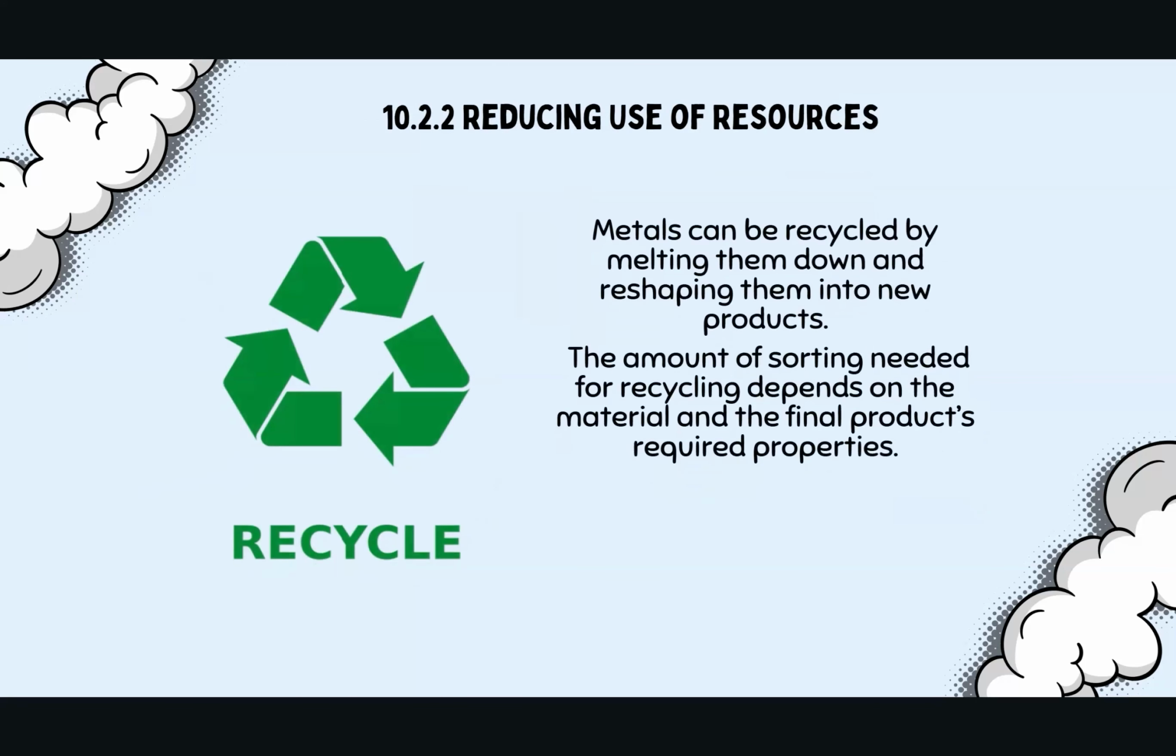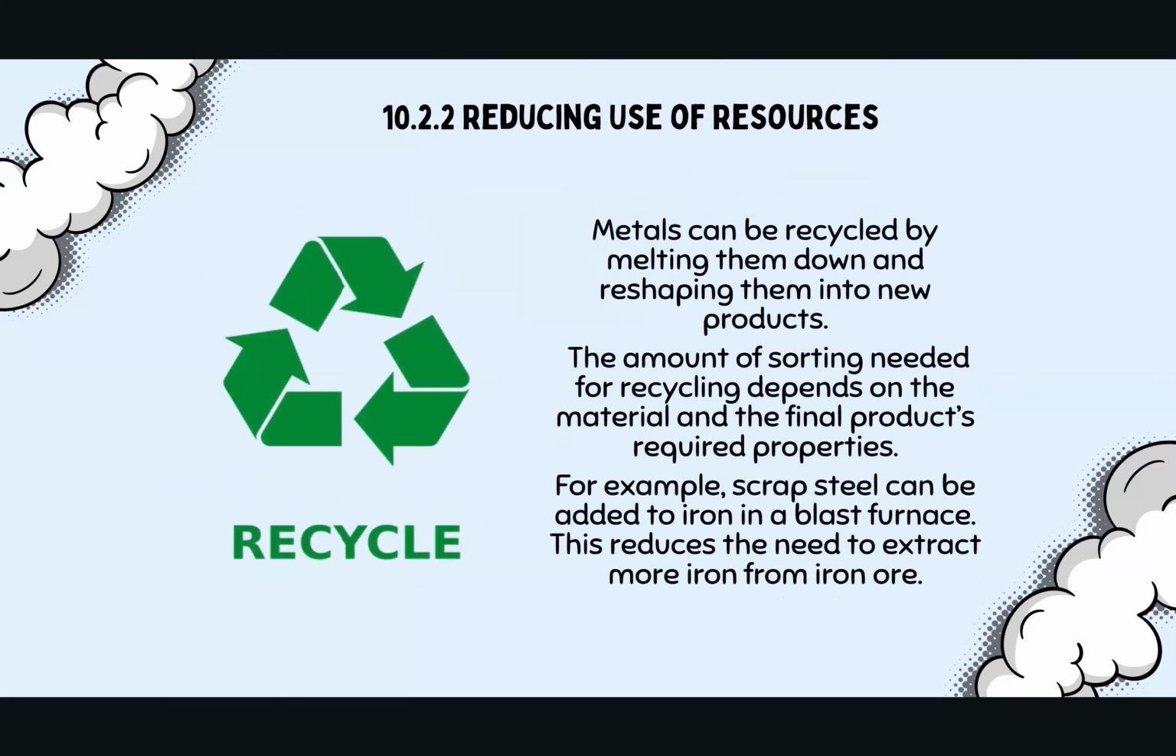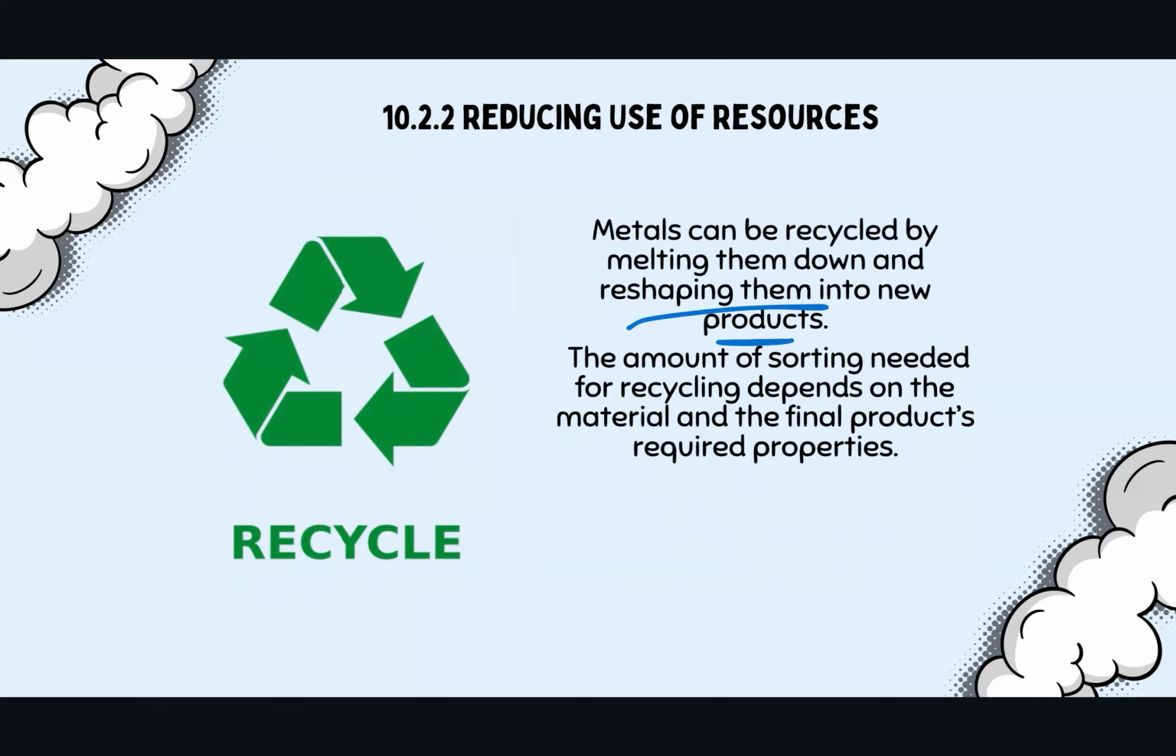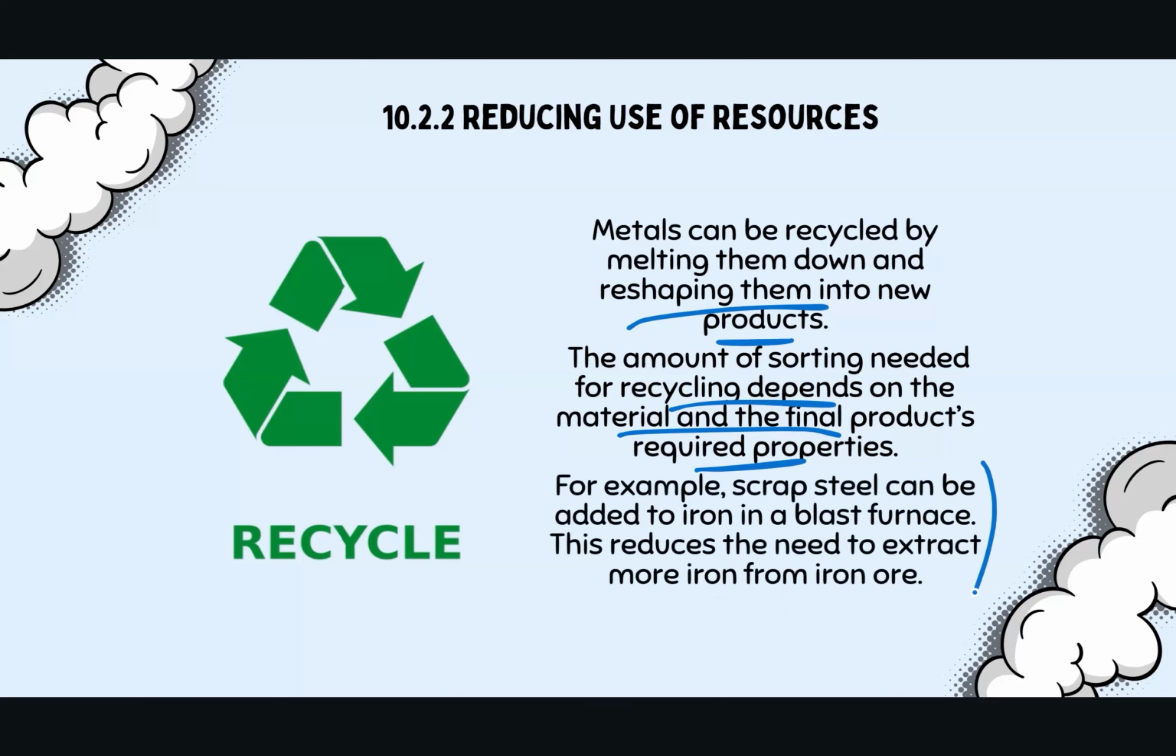So how can we reduce our use of resources? Metals can be recycled by melting them down and reshaping them into new products. The amount of sorting needed for recycling depends on the material and the final product's required properties. For example, scrap steel can be added to iron in a blast furnace. This reduces the need to extract more iron from the iron ore. So with scrap steel, what happens is steel is just iron, but with other bits added to it. So when you put it into a blast furnace, all the other bits burn off, leaving just the iron behind.